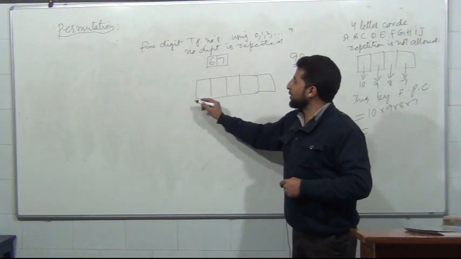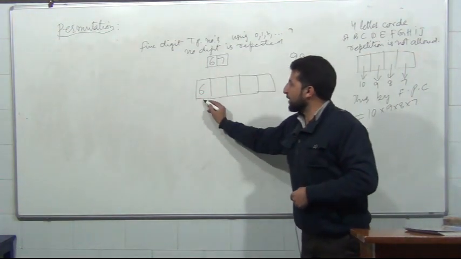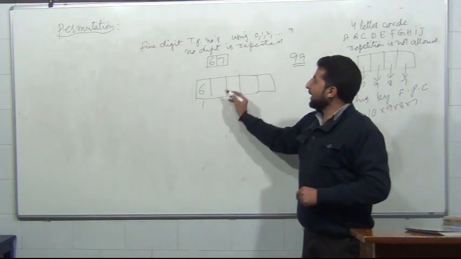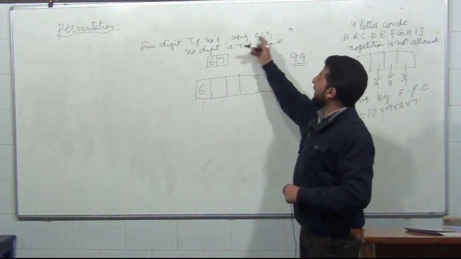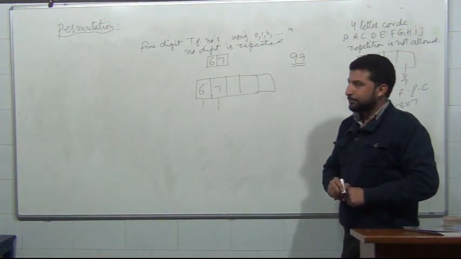The only option is you have to definitely fill 6 at the first place. So to fill the first place you have one option. To fill the second place you have no option other than 7, and you have to fill just one option you have.